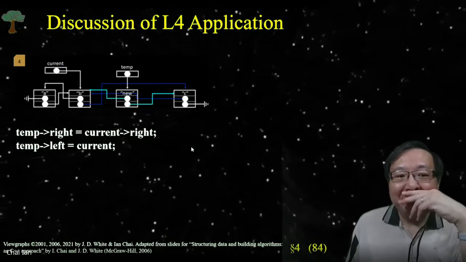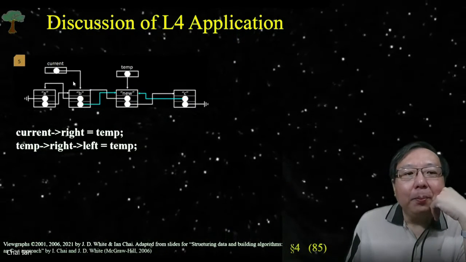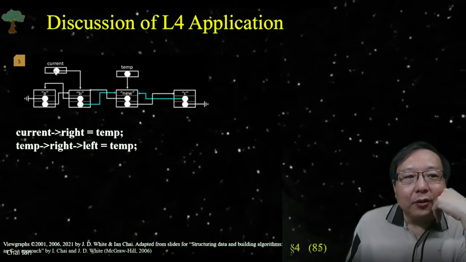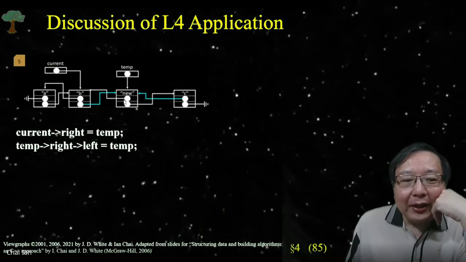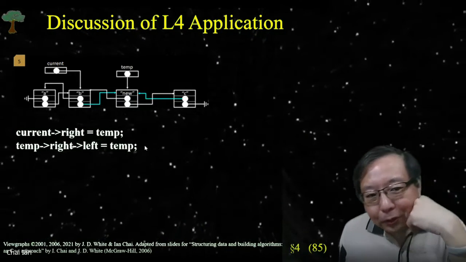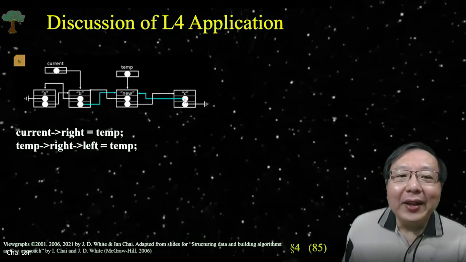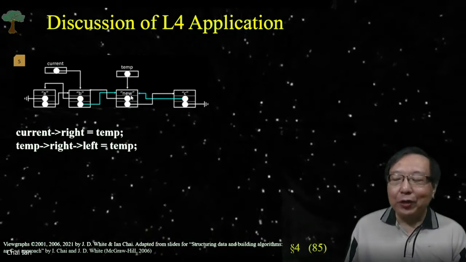Then we need to point this at the new node. So current arrow right equals temp gets the new node. And this is the line that most teams missed out on. They forgot they need to get C to point back at temp, point back at the new node.